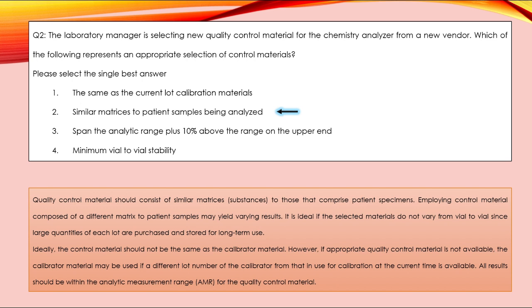Ideally, the control material should not be the same as the calibrator material. However, if appropriate quality control material is not available, the calibrator material may be used if a different lot number of the calibrator from that in use for calibration at the current time is available. All results should be within the analytic measurement range, AMR, for the quality control material.